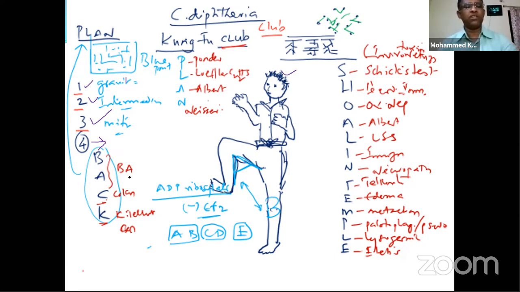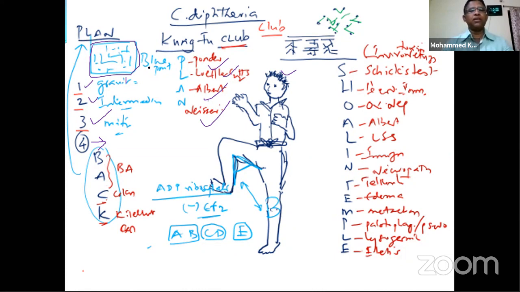Okay, I think we have learned this. So he comes back with a plan. What is the plan over here? The plan is nothing but Ponder's stain, Loeffler's methylene blue stain, Albert stain, Neisser stain. These are all the stains that are used to stain the metachromatic granules. So that is the plan. For that, you should have a blueprint. Every player, as you might have watched in movies, has a blueprint or plan.